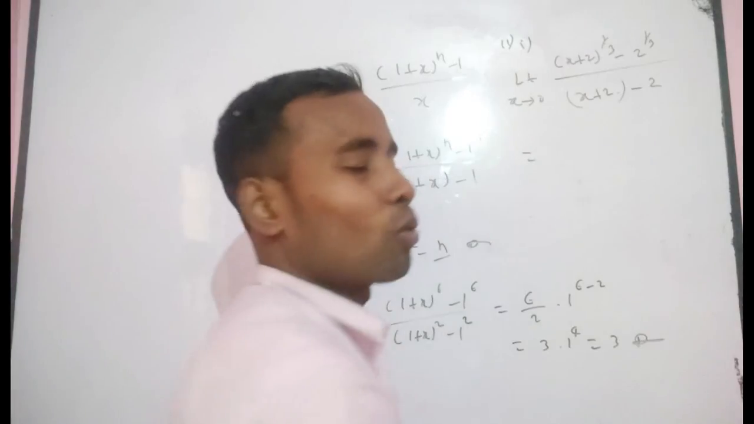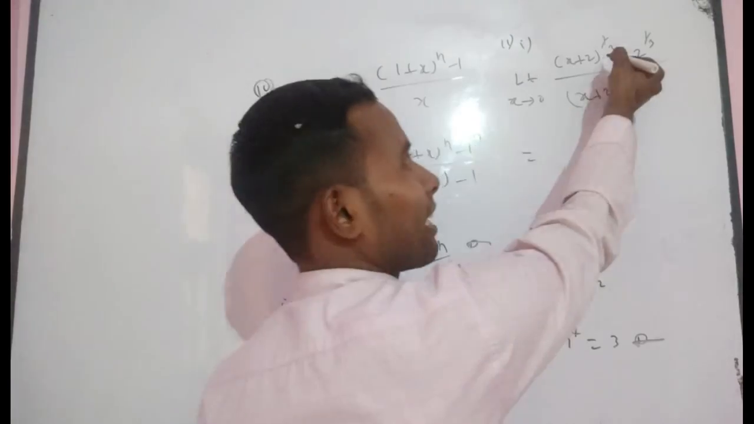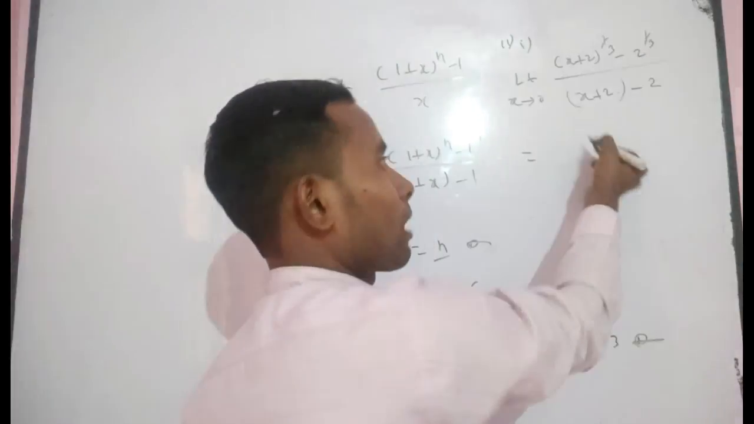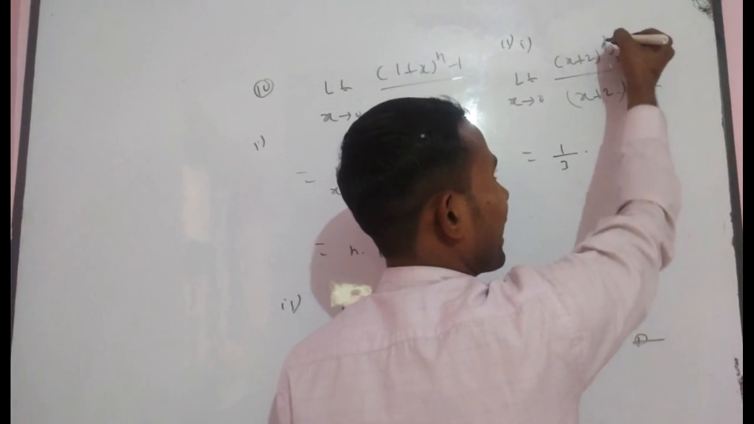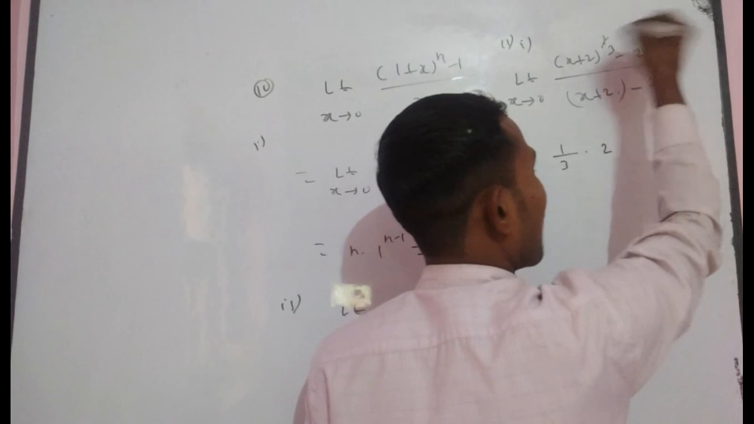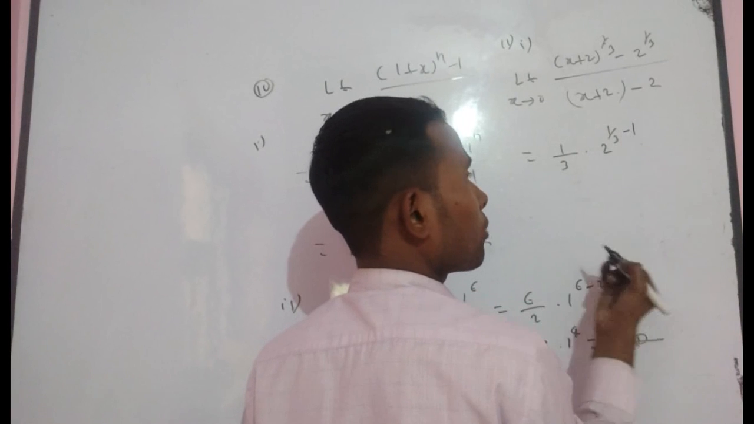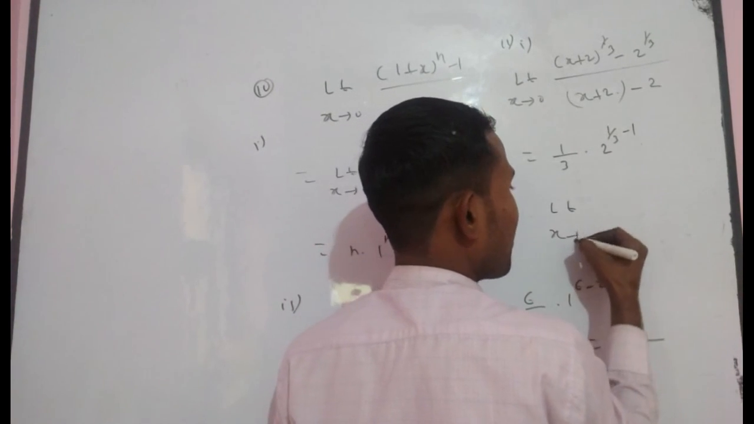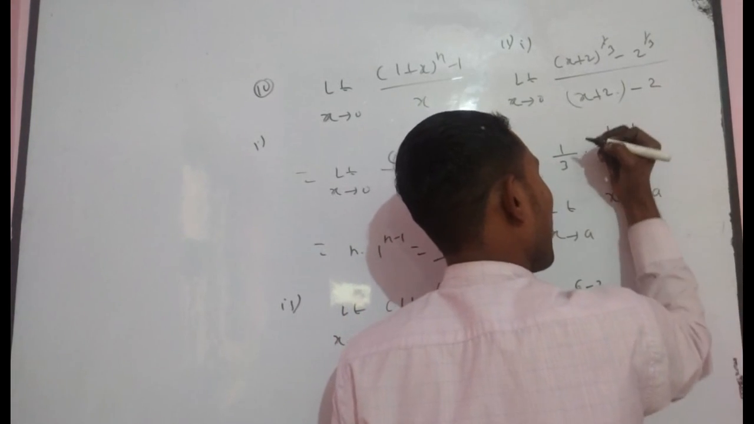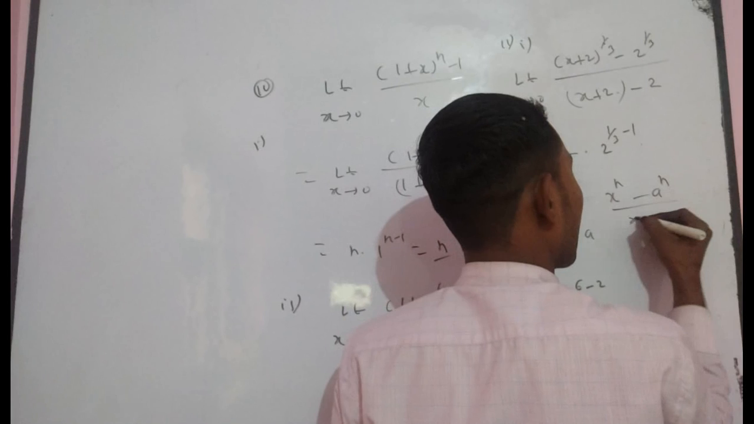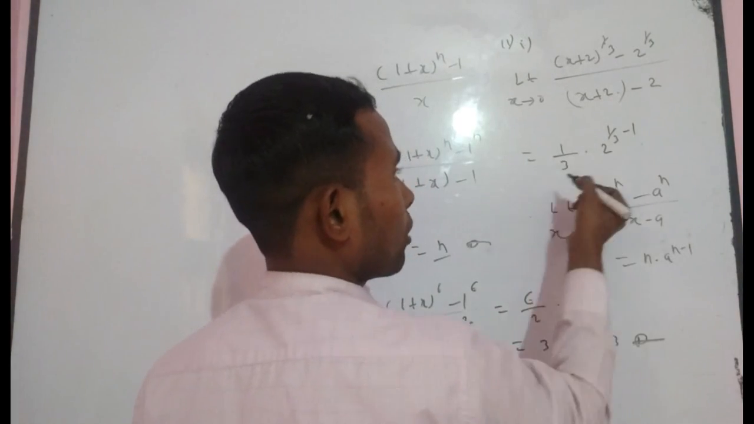Now you see that, suppose that x plus 2 is equal to y. It will be y to the power m minus 2 to the power m, divided by y minus 2. That means it will be n into a to the power m minus n, that means 2 to the power 1 upon 3 minus 1, because it will be just like this formula: limit x tends to a, x to the power n minus a to the power n, divided by x minus a, which will be n into a to the power n minus 1, just like this formula.